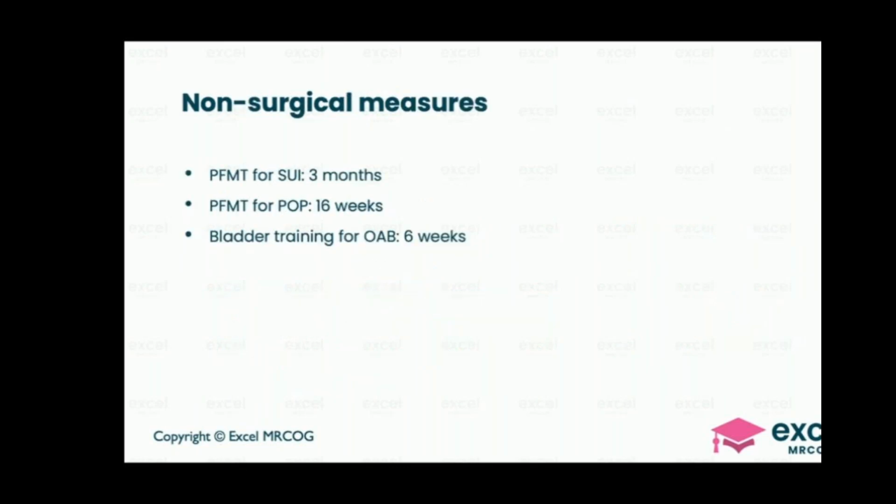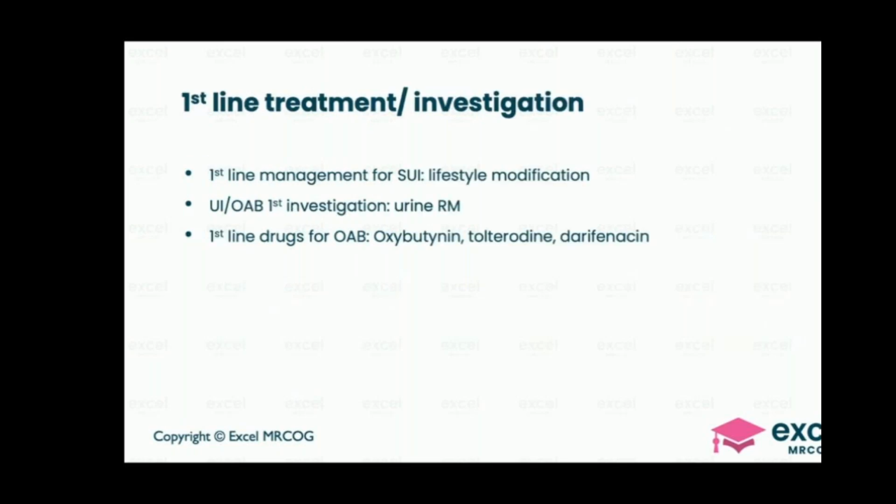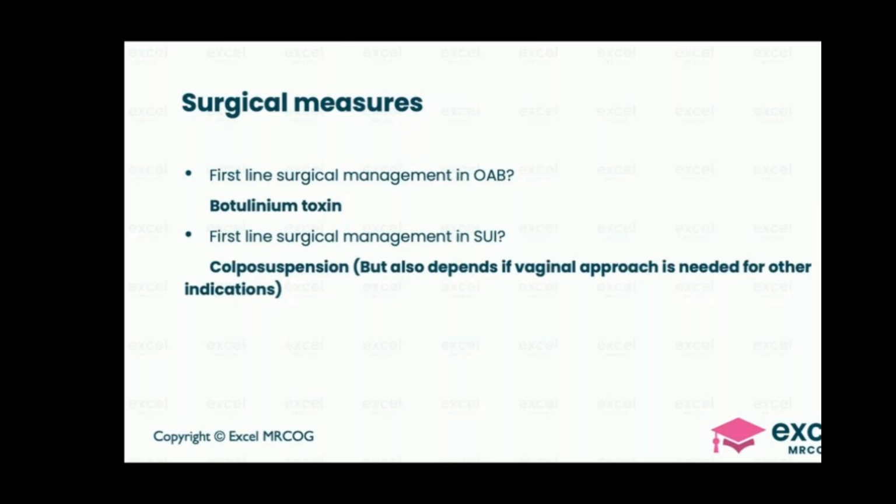So just again, this is a revision of the basic measures. First line management of SUI is lifestyle modification, and of urge incontinence or OAB also. First investigation is urine routine. These are the common questions that they may be asked. And first line drugs are these. First line surgical management in OAB is botulinum toxin. First line surgical management in SUI is colposuspension.